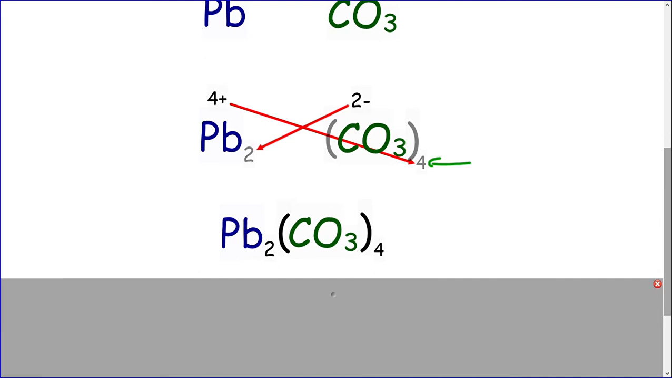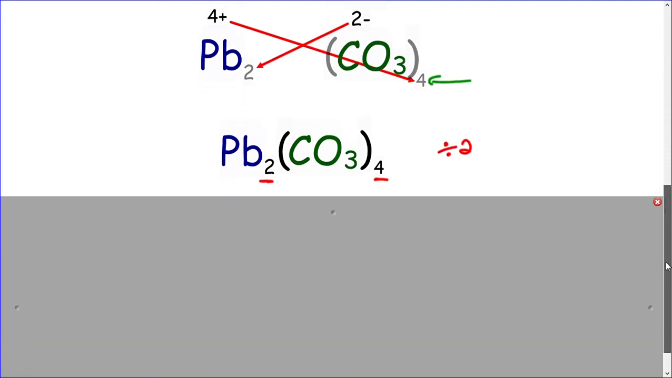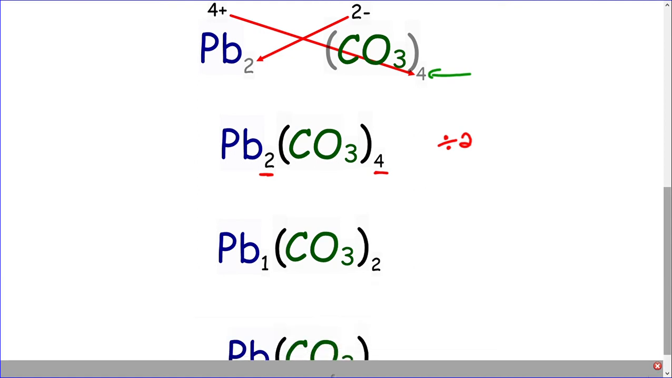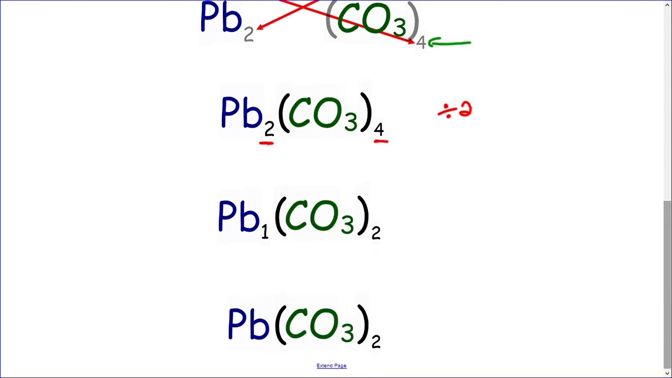And remember we talked about reducing things from before? So I have a 2 and a 4 here. So I need to figure out, okay, how can I reduce this down? Well, they both evenly go into 2. So I'm going to divide by 2. And now what I'm getting out of this is Pb1CO3. Drop the 1. So at the end of the day, I get PbCO3, and then there's a 2 on the outside of the bracket. So we can use transition metals the exact same way and go through and solve these things too.